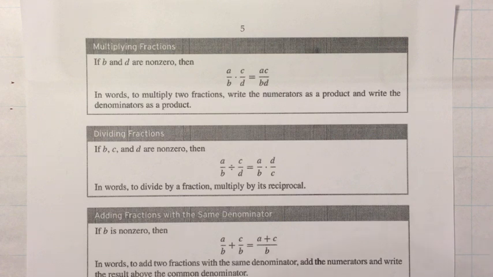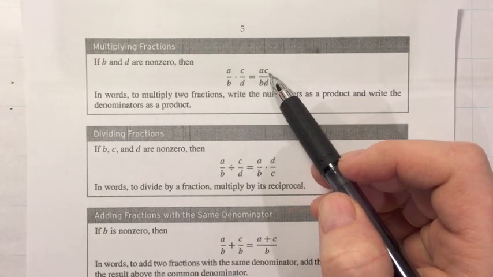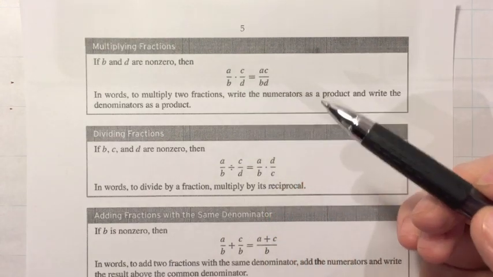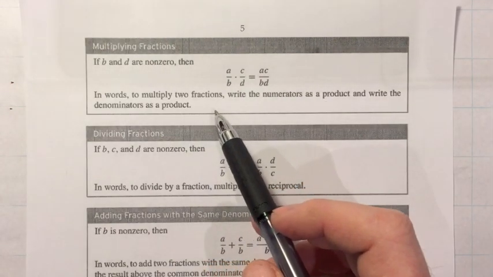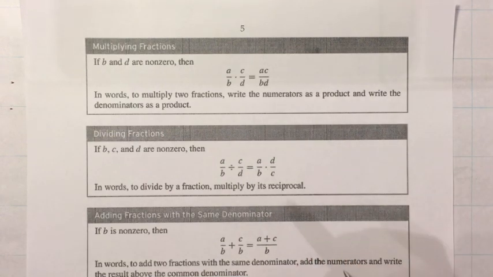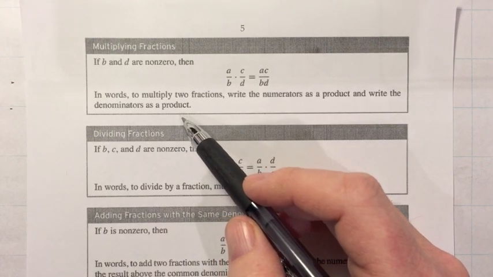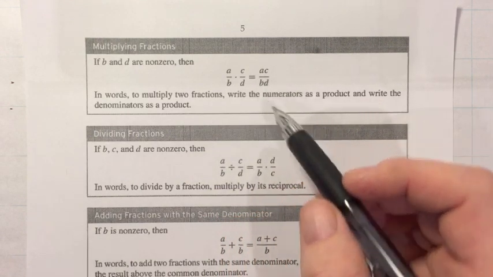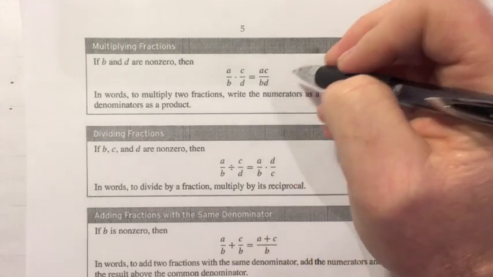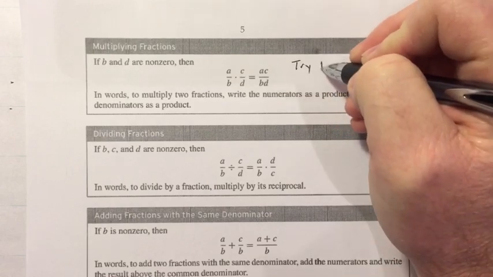So if you're multiplying fractions, this is saying if you're doing a over b times c over d, just make that ac over bd, which is saying multiply the numerators, multiply the denominators. So in words, if you're going to multiply two fractions, just write the numerators as a product and write the denominators as a product. Notice they're saying write it as a product, right? Not figure out the product. Don't carry out the multiplication, but just write them as a dot c, b dot d. And the other note I would add here is try to reveal common factors when you do that.